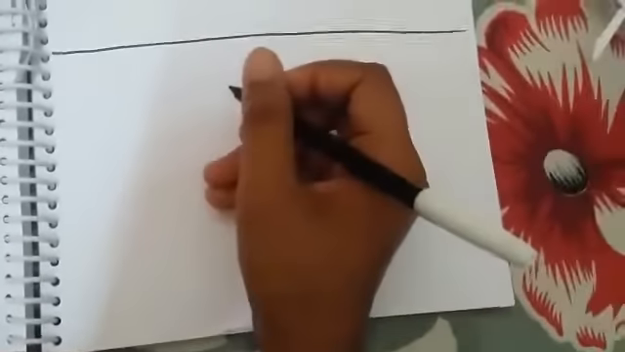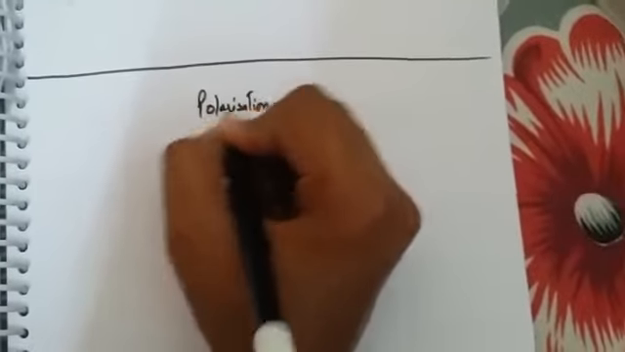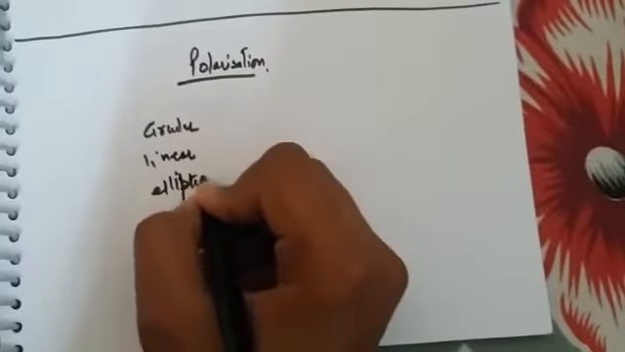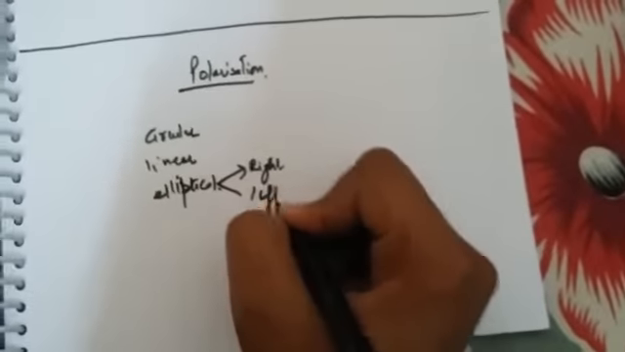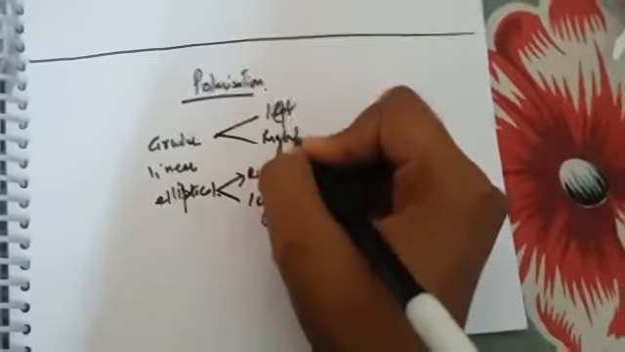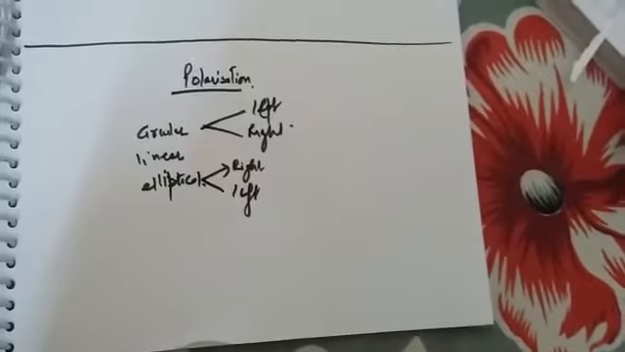Hello guys, we are going to do a very important topic of EMFT, that is to identify the type of polarization. This is the main question in GATE, in ESEs and in PSUs, that you have to identify which type of polarization it is, whether circular, linear, elliptical, and in that the other cases, whether it's right or left elliptical, or right or left circular.